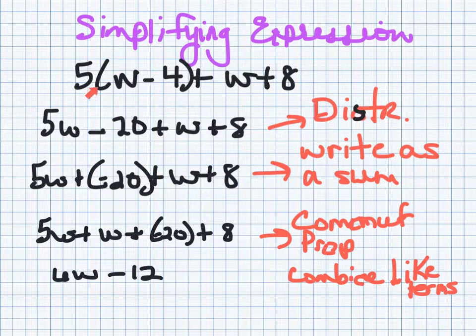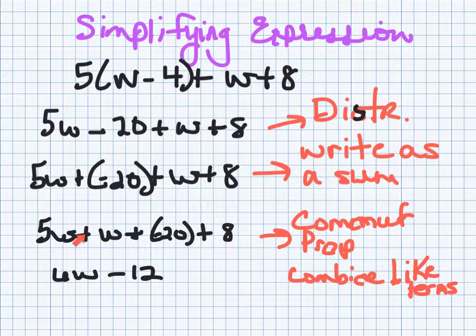Simplifying expressions. If you start with 5 and in parentheses w minus 4 plus w plus 8, the first thing you have to do is distribute. Here we had 5 times w, so that'd be 5w. 5 times 4 is negative 20 plus w plus 8. Now we're going to have to write it as a sum, change it to an addition problem. So we have 5w plus, and in parentheses, negative 20 plus w plus 8.